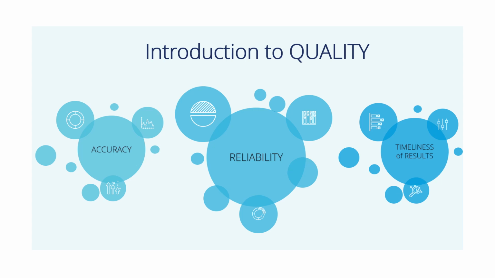Another example is, yes, the result was given on time, but the result is not accurate or the result was not processed properly, then that also defies the purpose of a laboratory result. That means that the result should be accurate, the result should be reliable, and the result should be given in the correct time for us to say that there is quality in the laboratory.